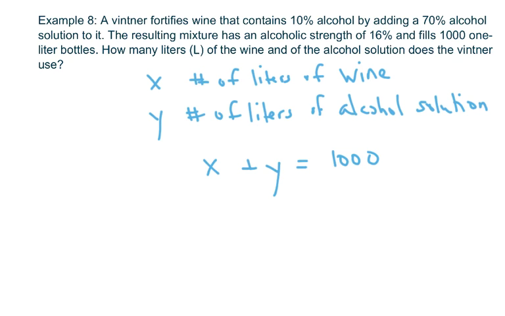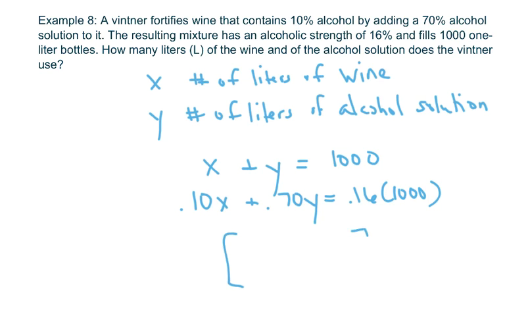The other equation has to do with the percent alcohol in each. The wine is 10% alcohol. The alcohol solution is 70% alcohol. So these 1,000 liters that we're filling are going to be 16% alcohol. You don't have to do anything with this equation. You can leave it as is to plug into the matrix. The first row would be 1, 1, 1,000. The second row is going to be 0.10, 0.70, and 160.